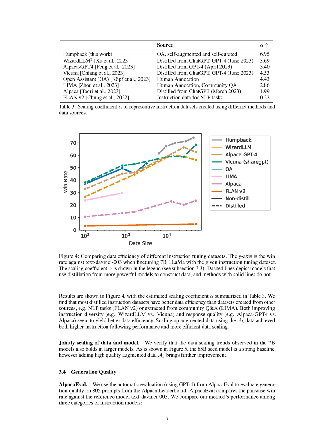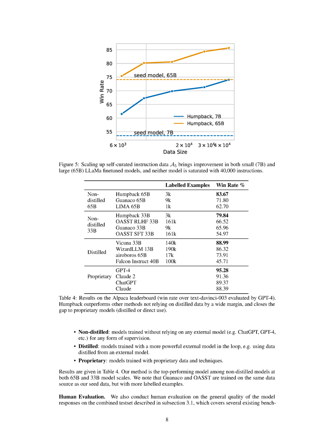Alpaca Eval compares the win rate of each model to the reference model, Text DaVinci 003. We divided the models into three categories: non-distilled models, which are trained without any external model; distilled models, which are trained with a more powerful external model; and proprietary models, which are trained with proprietary data and techniques. Our method outperformed all other non-distilled models at both the 65B and 33B model scales. We also noted that Guanaco and OASST, which were trained on the same data source as our seed data but with more labeled examples, performed well.